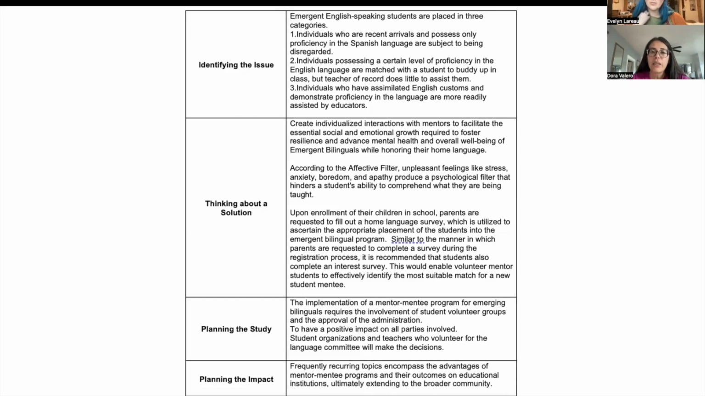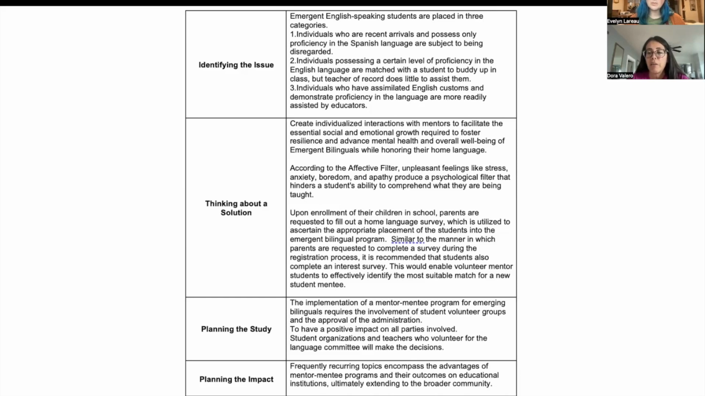And that made me think of, I rely on my sisters. And then I started thinking of, oh, big sister, little sister. And then I started thinking of big brother, little brother, like the program. So with that in mind, the solution for me, or the thought process behind my solution, is to create individualized interactions with mentors to facilitate essential social and emotional growth required to foster resilience and advance mental health and overall well-being of emergent bilinguals while honoring their home language.